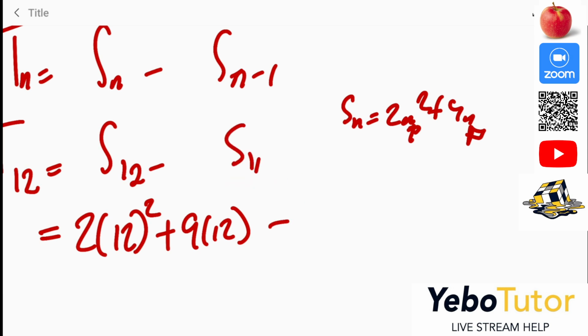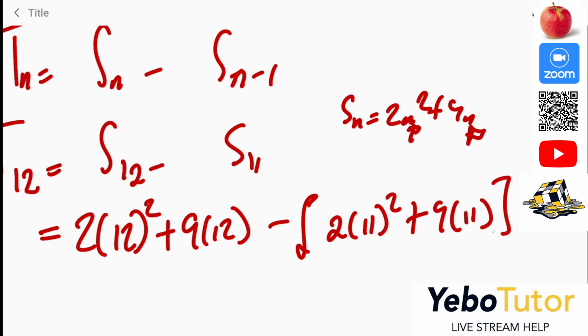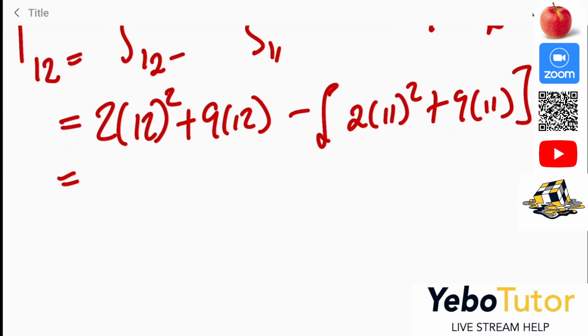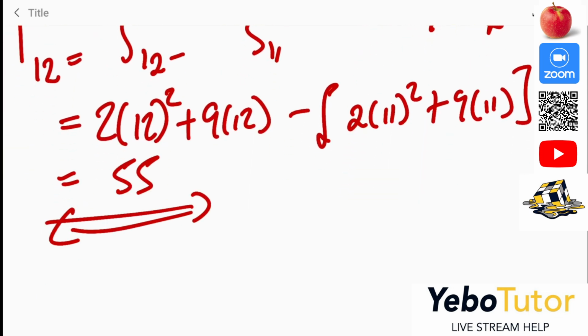So now we want the sum of the first 11 terms. That would be minus, then brackets, 2 times 11 squared plus 9 times 11. Again, we use our calculators. I am also using my Casio calculator, and I get term number 12 to be equal to 55. It's true, and you are good to go.